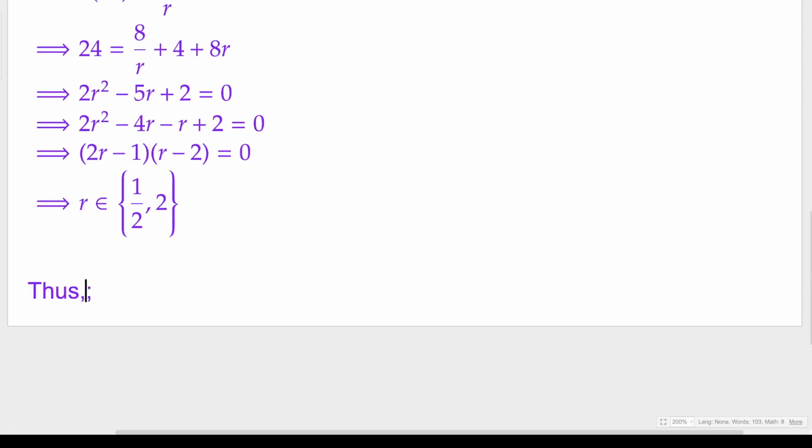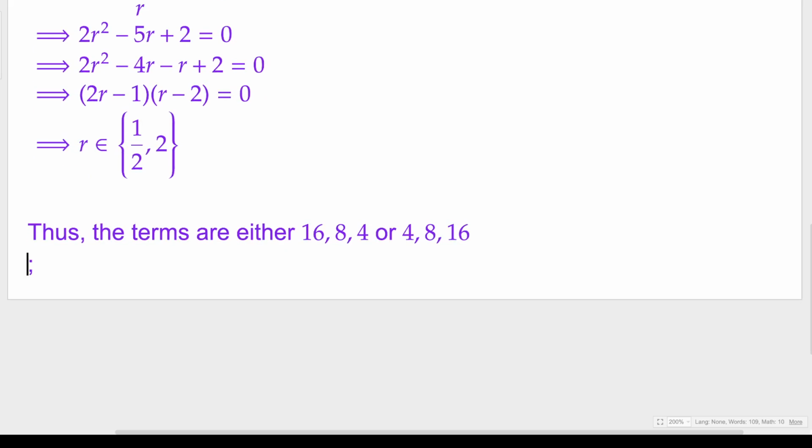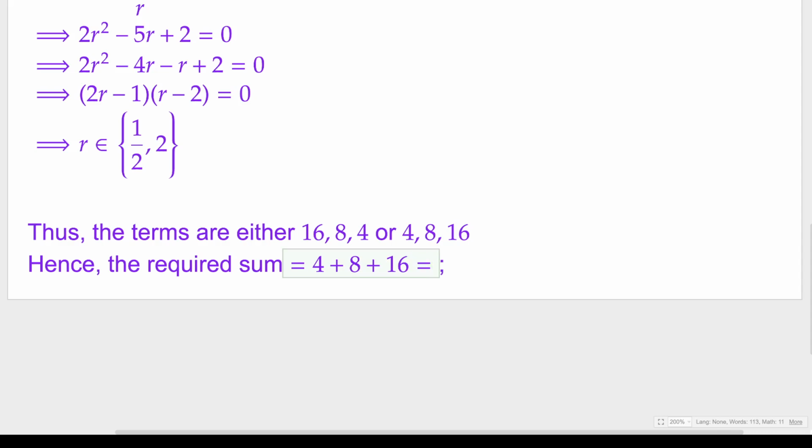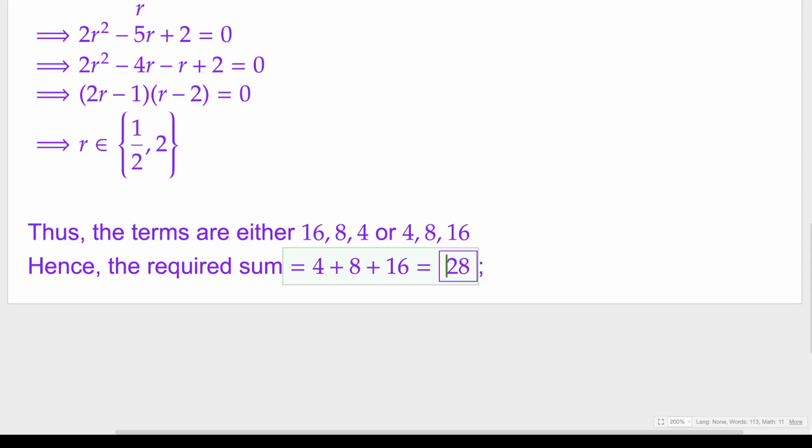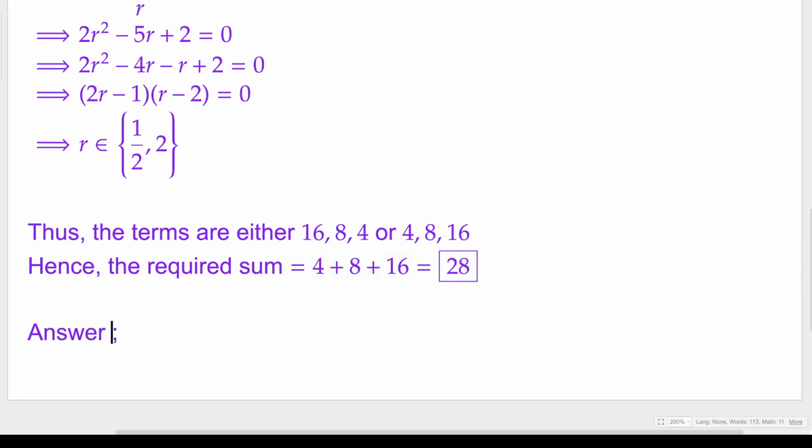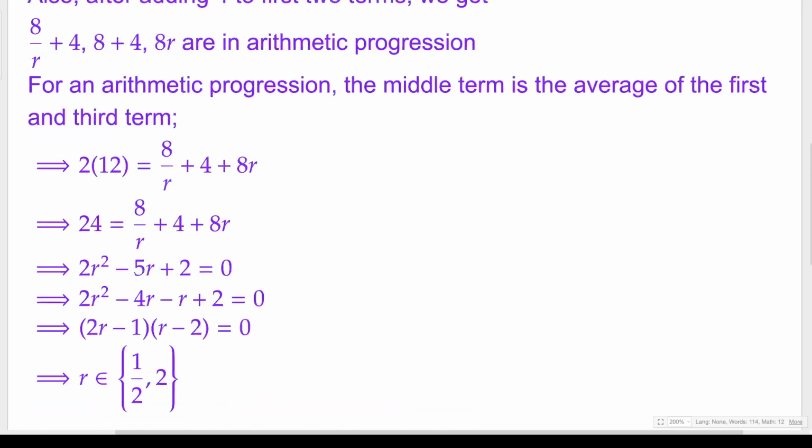Thus the terms are either decreasing, that is 16, then 8, and then 4, when you consider the common ratio as half, or 4, 8, and 16 when you consider the common ratio as 2. So you are getting increasing and decreasing sequences accordingly. Hence the required sum will be 4 plus 8 plus 16, since addition is associative. This sums up to 28, and for this problem statement 28 is the correct answer, and hence we have solved this given problem.